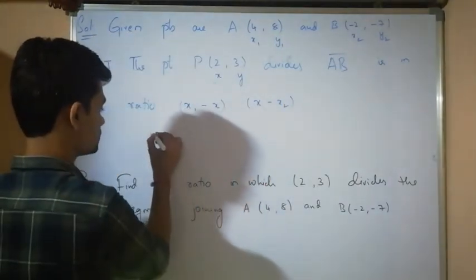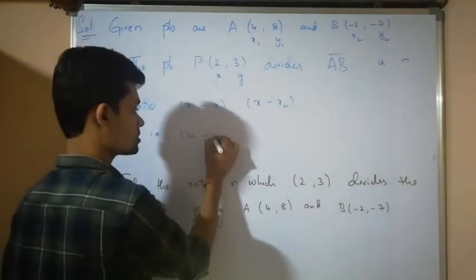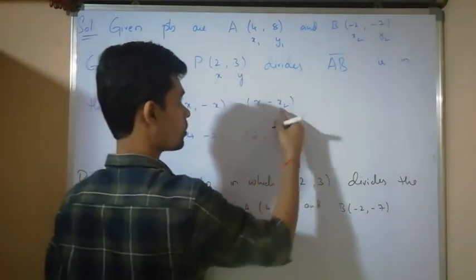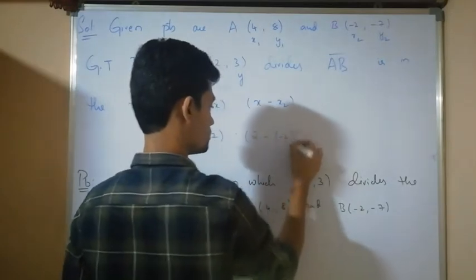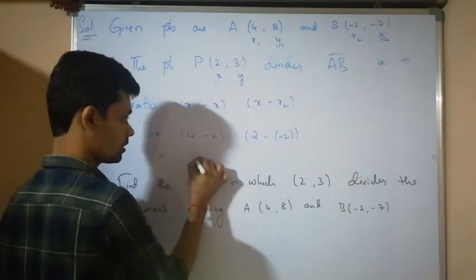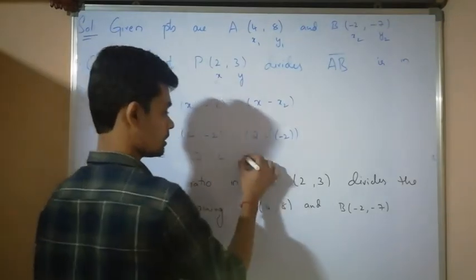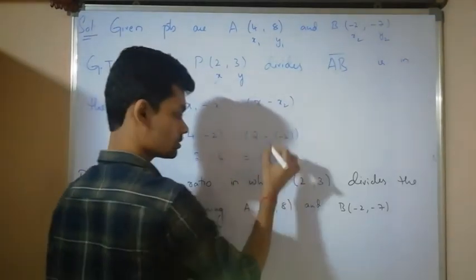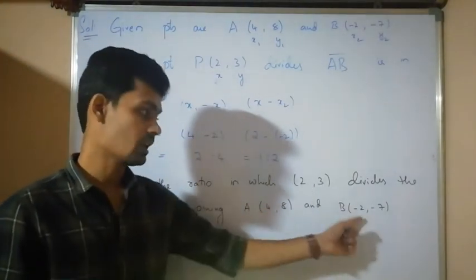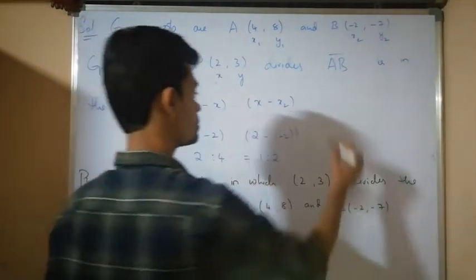That is, what is x1? 4 minus 2 is to x2 minus, what is x2 minus 2, which is equal to 2 is to 2 plus 2 is 4, which is equal to 1 is to 2. Therefore, this is the point dividing the line segment AB in the ratio 1 is to 2. Instead of this, you can use this formula also.